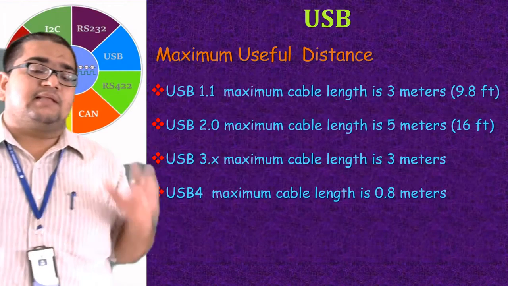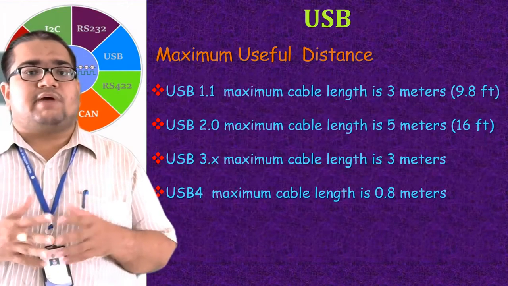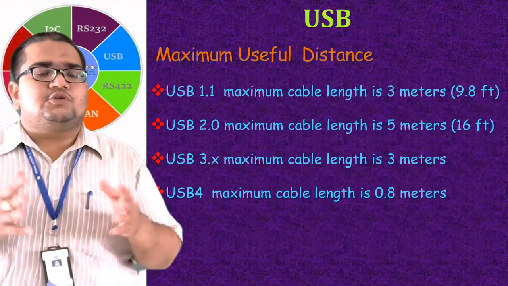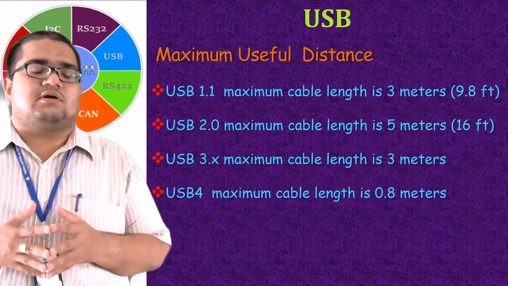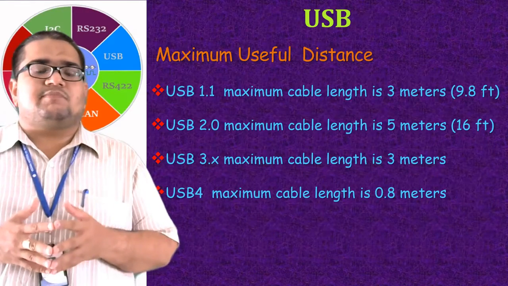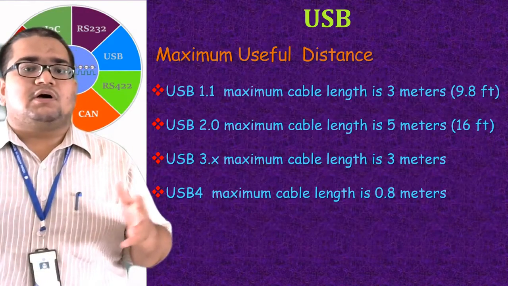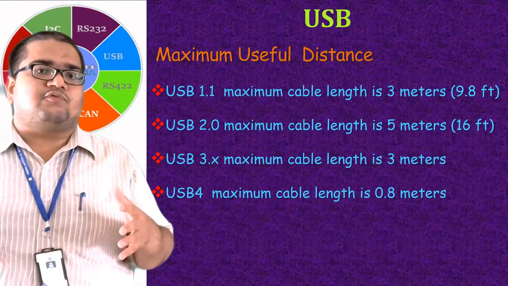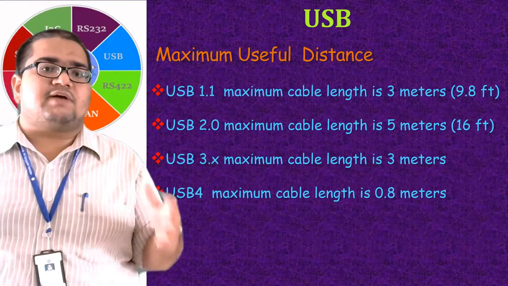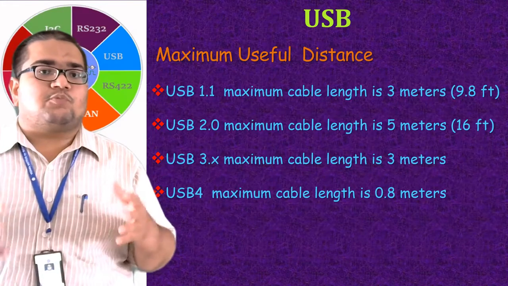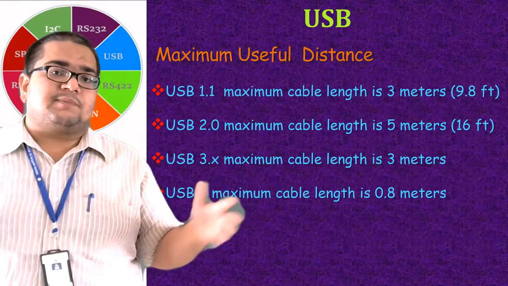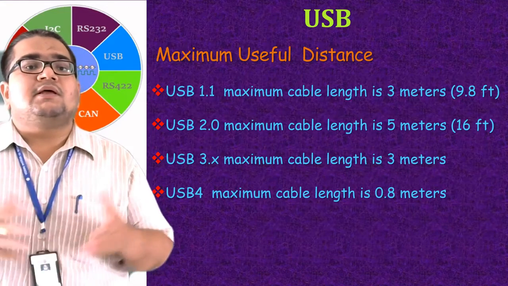Maximum distance of the cable length. So the maximum useful distances, where using these different USBs, how much we can connect: for USB 1.0 or 1.1, the maximum length of the cable was up to 3 meters only. For USB 2.0, it has increased to up to 5 meters. That means you can connect two devices using a USB 2.0 cable, separated by up to 5 meters of length.